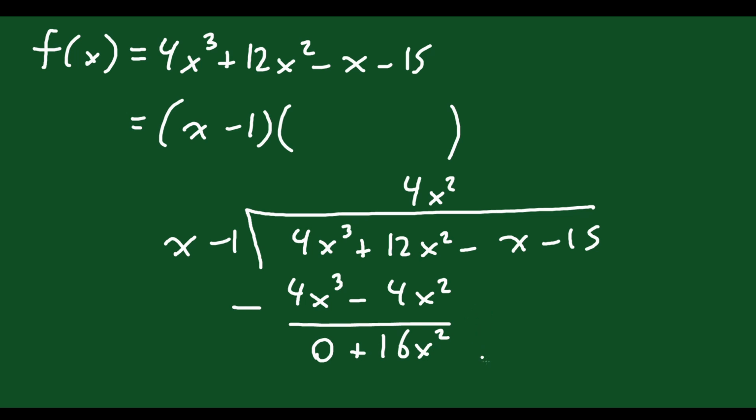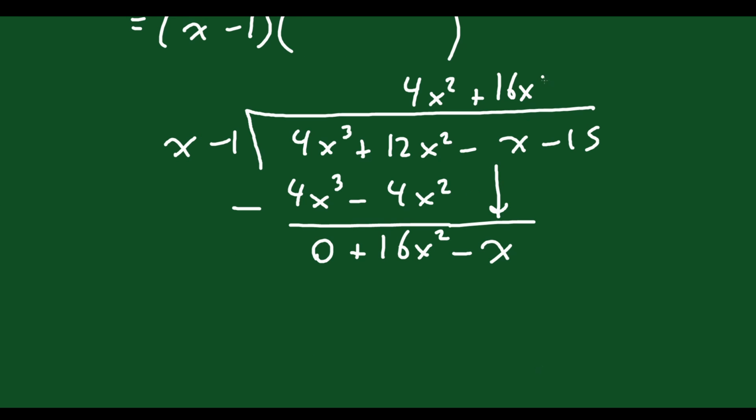Now we repeat the process over. I say, how many times does x go into 16x squared? Or in other words, what's 16x squared divided by x? And you're going to get plus 16x. Okay? Now I'm going to multiply. And actually, before I do that, I'm going to bring down this negative x, just so I have something to subtract by later. So now I'll do 16x times all this, right? We're just repeating the process. 16x times x minus 1 is 16x squared minus 16x.